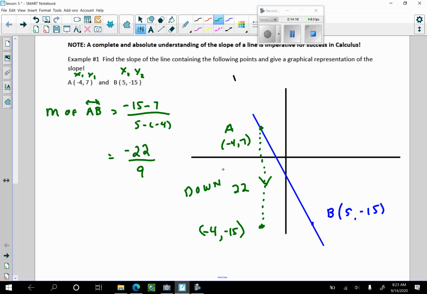And then how far to the right does Stickman have to go to get from negative 4 to 5? What is that distance? That distance is 5 minus negative 4, so he's going to go right 9. And that's the graphical representation of the slope of that line. Down 22, right 9. Okay? Next page.